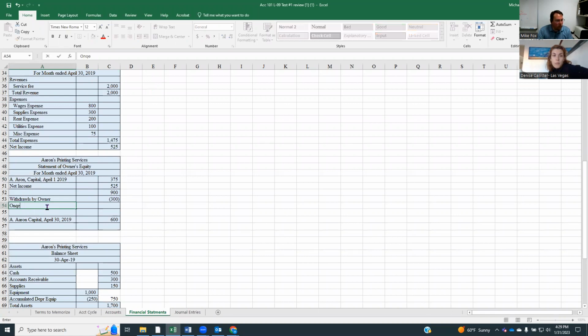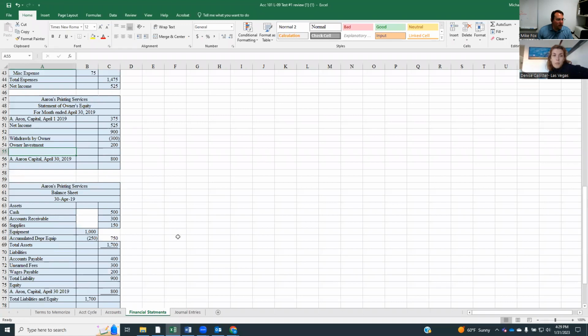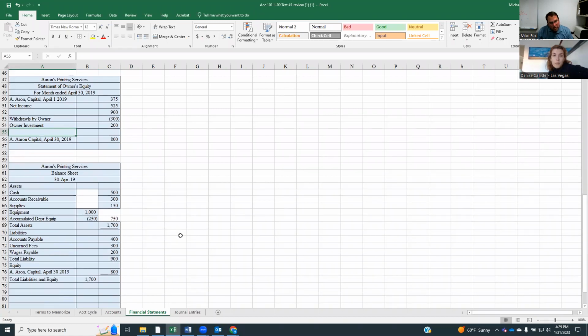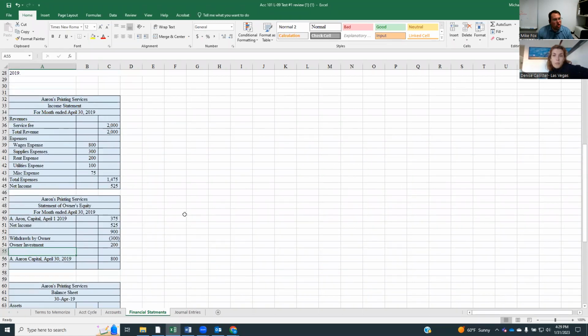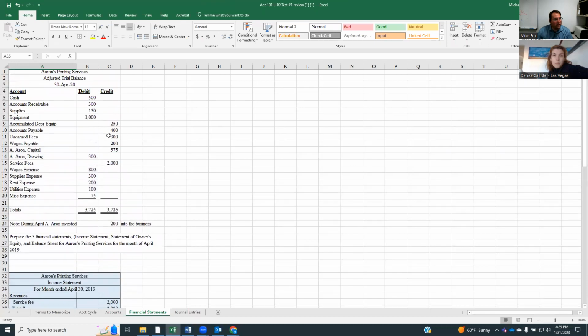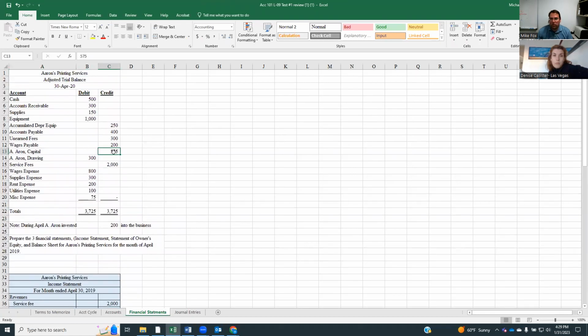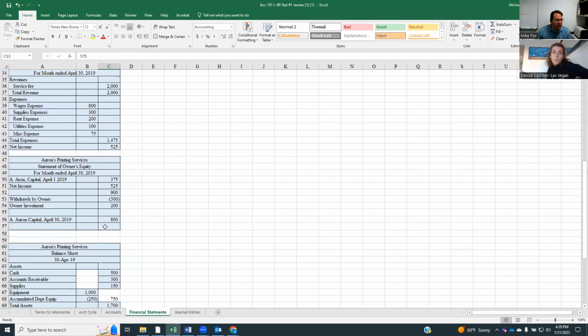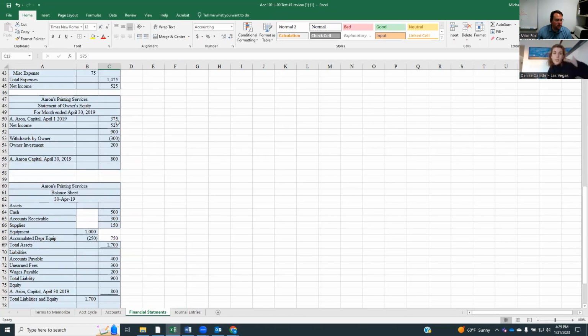owner investment, or however we want to put it, of 200. So we are including it. It's just that they want us to recognize that the fact that this is 575 here means it was 375 at the beginning of the period, and then $200 got added during the period. Okay, so the way I was doing it was correct. I just didn't do the subtraction there.